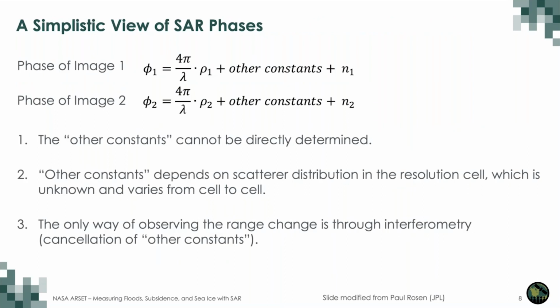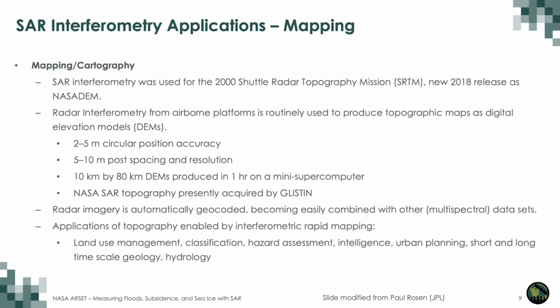And so as a basic idea, we have this phase that has a whole bunch of extra constants that are due to that distance, in the phase of image 1, and another image with the same constants. We can't determine those constants, but if the constants of all the radar propagation stay the same, then we can take the difference and it cancels out all those other constants, and we can therefore measure the ground surface.